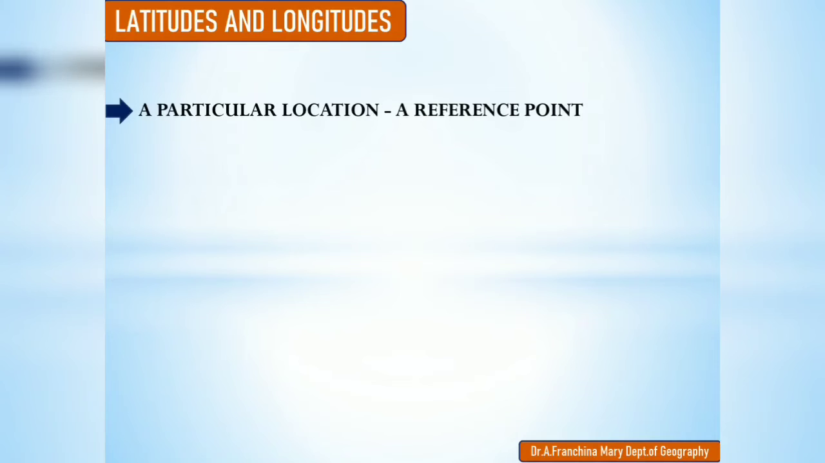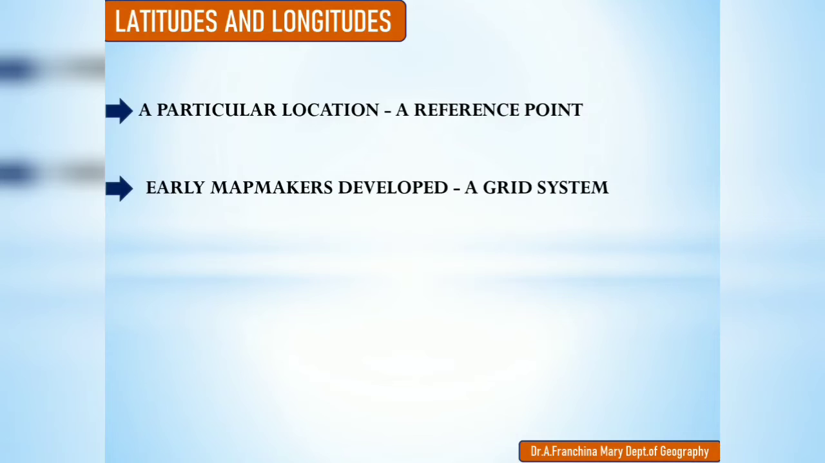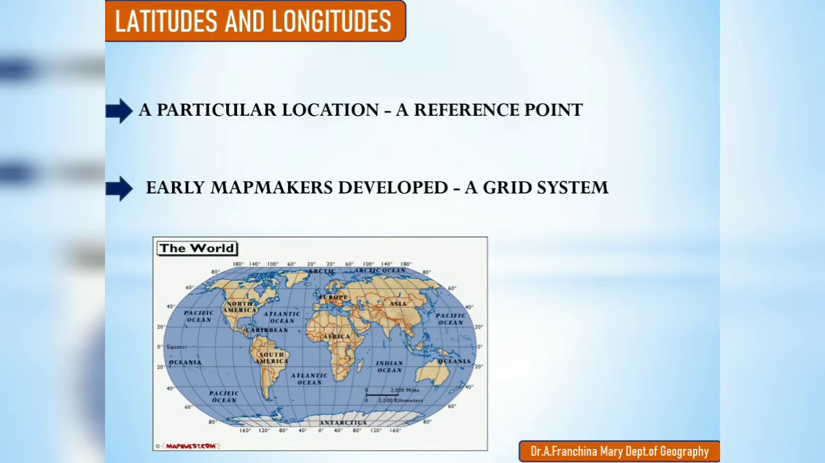We are going to see in this module on geographic coordinates. Without a reference point, it is impossible to describe a particular location. So, early map makers developed a grid system to assist them in locating known places. An example of a grid system is this map which has lines. Today we are going to discuss these lines only.